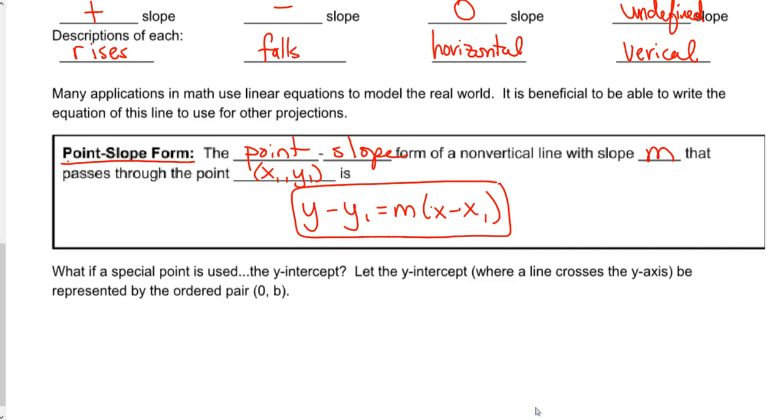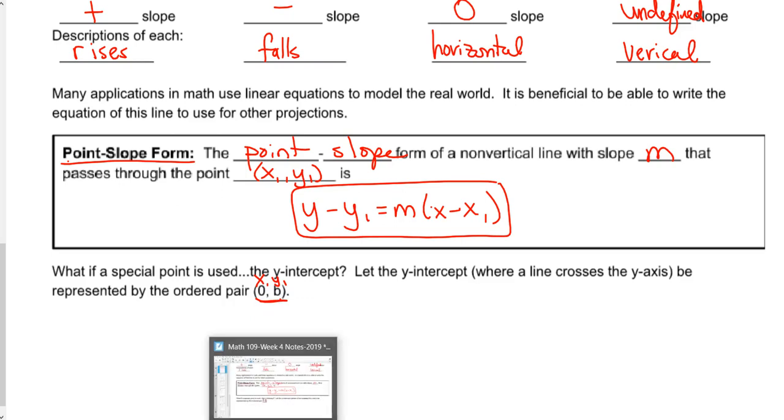Now, what if there is a special point that we want to use for our x1, y1? Call it the y-intercept. Now, we looked at y-intercepts. Remember, that's where we cross the y-axis. But we're going to use this point as the x1, y1 and determine a different form, or prove a different form that we have for that.